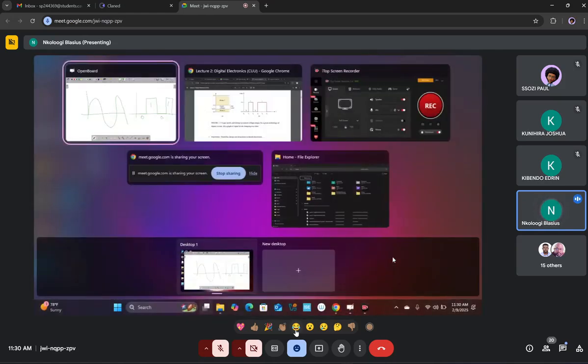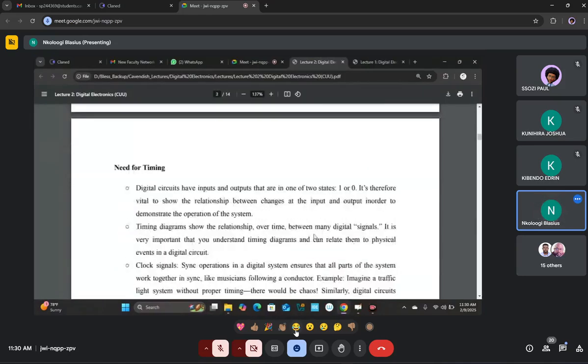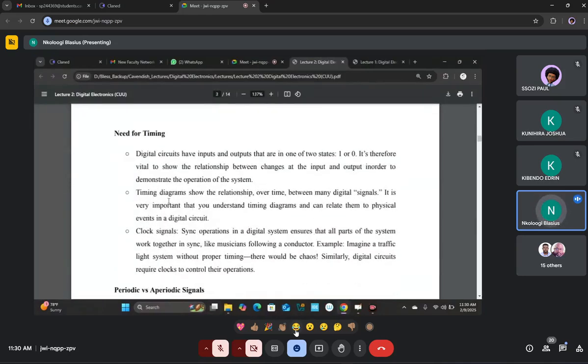And when you take time and read through this section, you realize that timing diagrams are very important in showing the relationships over time between many digital signals. So we cannot talk about timing diagram in an analog signal. We use them in showing the relationships between the digital signals.